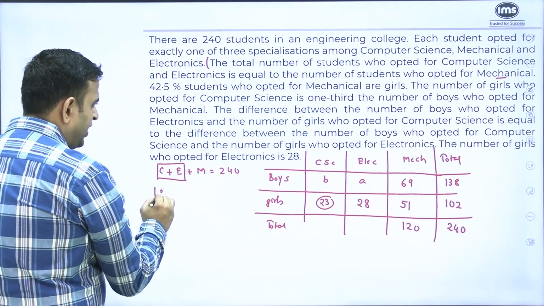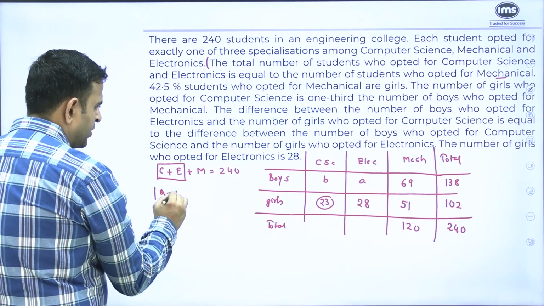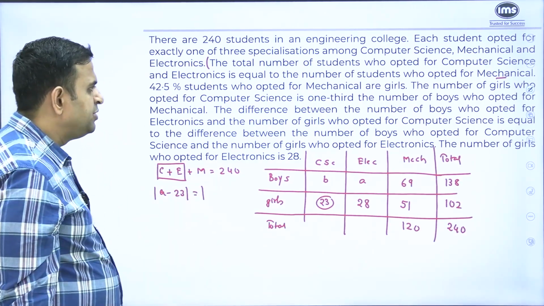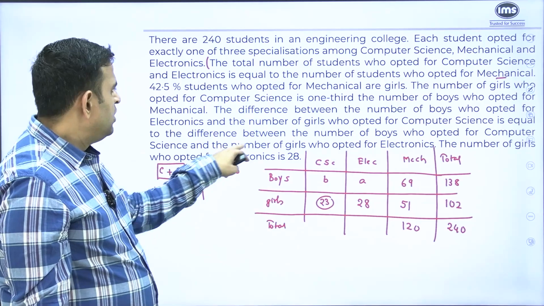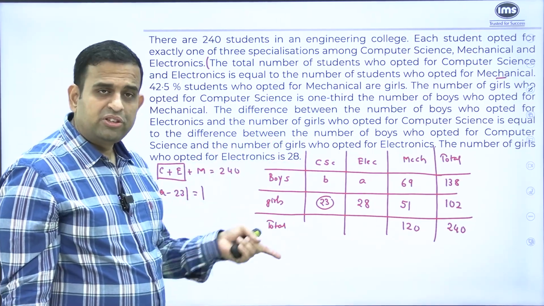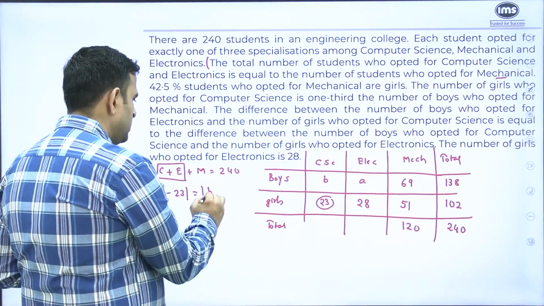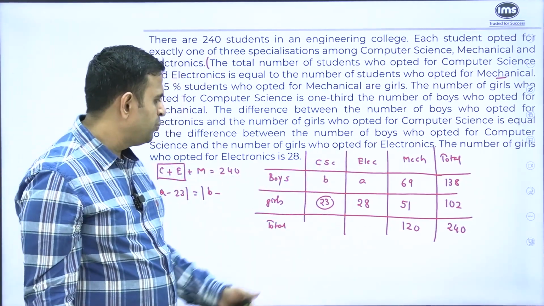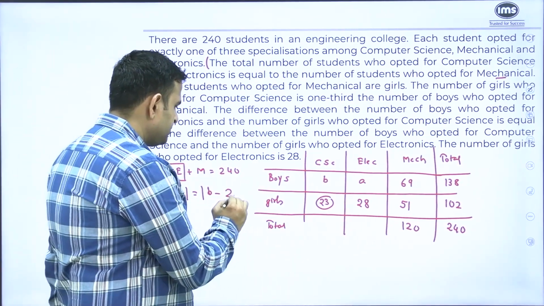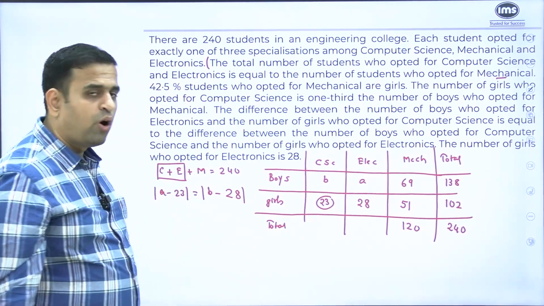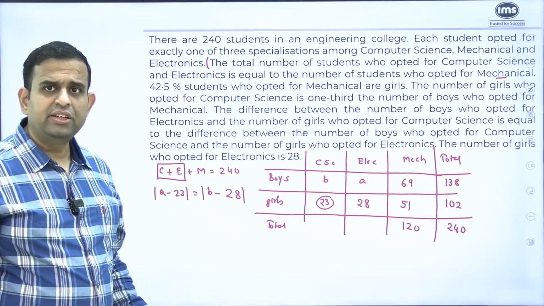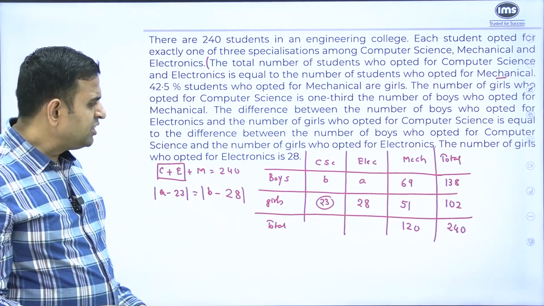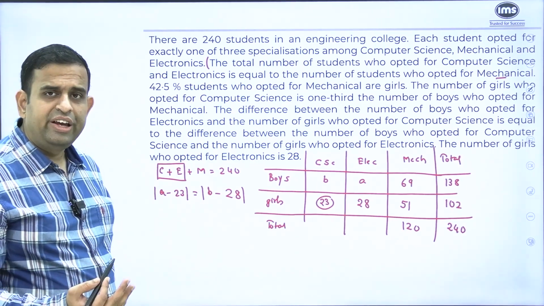So the difference of A and 23 is the same as the difference between the number of boys opting for computer science, which is B, and the number of, let's say, girls who opted for electronics, which happens to be 28. So mod of A minus 23 is equal to mod of B minus 28. Now from this we can possibly find out the values of A and B.